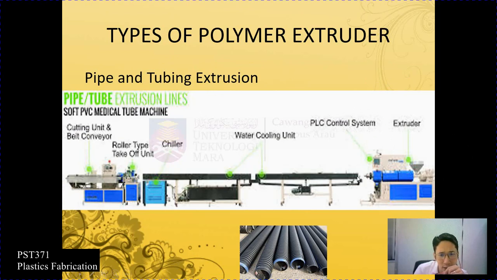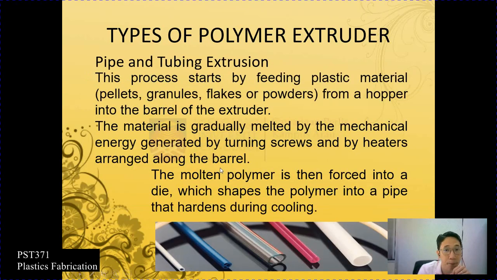Extruded your articles, the extruded parts, the hollow parts, the tubes. And then you go to the cooling units. Here we have a water cooling unit, and then we have a chiller to control the temperature. The roller units or the takeoff unit to pull your extruded parts. And finally, we have a cutting unit and the conveyor belt.